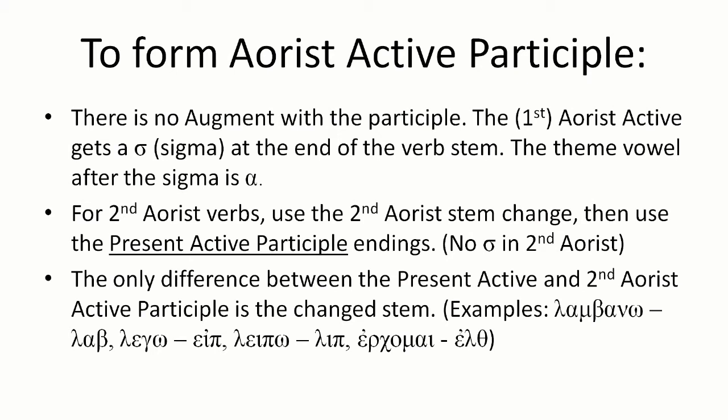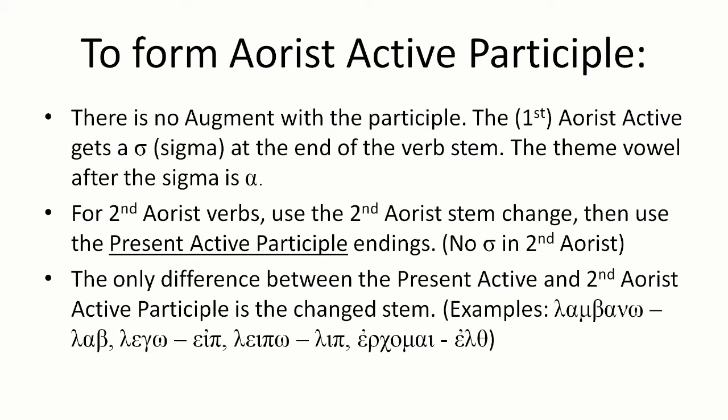Now that's the first aorist. For the second aorist verbs, we are going to use the second aorist stem change, and then the endings to the second aorist participle are going to be identical to the present active. Once you have the present active participle memorized, you have the endings memorized also for the second aorist. The only difference between the present and the second aorist is going to be that change stem.